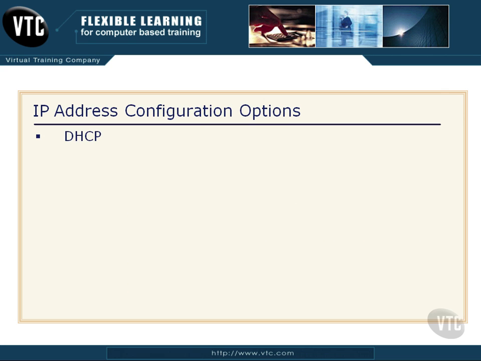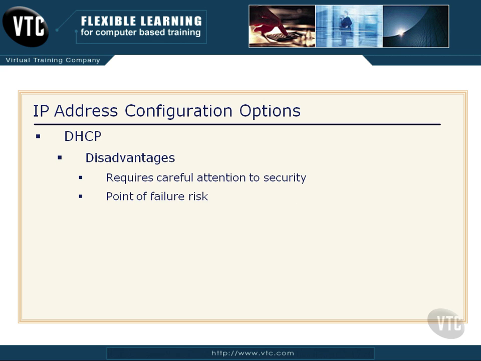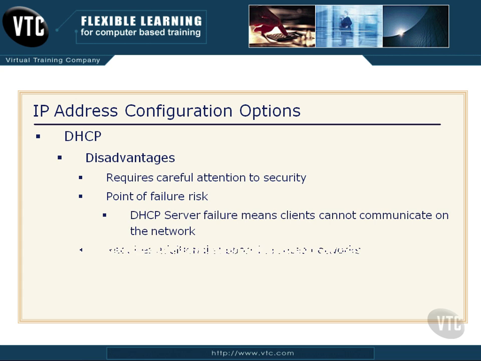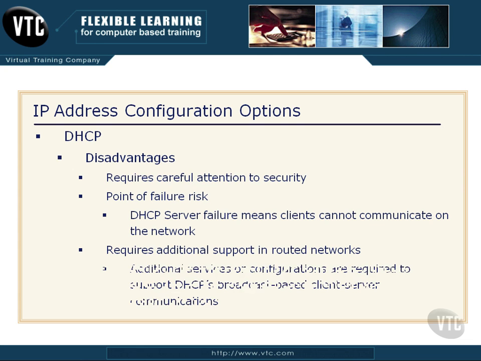There's a large set of client configuration parameters called options, where we can also assign DNS server IP addresses and other addresses as well. The disadvantages of DHCP: it requires careful attention to security because someone can set up a rogue DHCP server and give themselves addresses. There's a point of failure risk. If this fails, you no longer assign IP addresses and people on the network start falling off. And it also requires additional support in routed networks to pass the packets around through the routers.